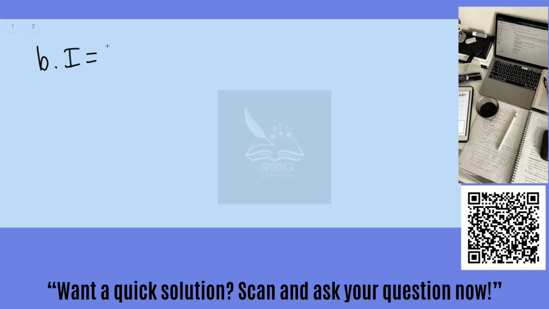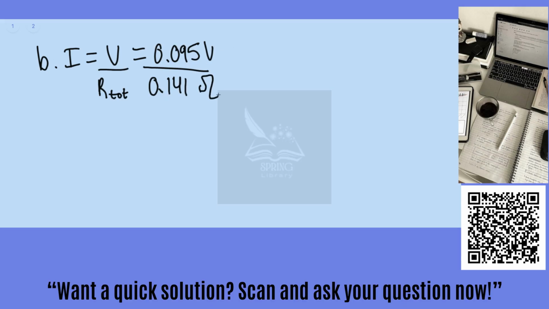So the current is simply equal to the voltage divided by the total resistance. So this will be 0.095 divided by 0.141 ohms. And this will equal 0.7676 amperes. So this will be the current, and this will be your answer for part B.